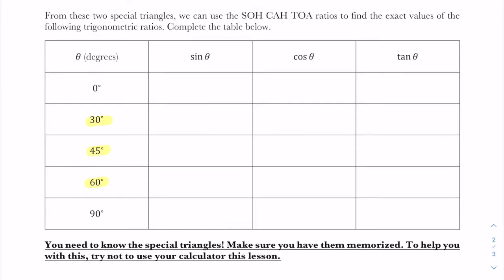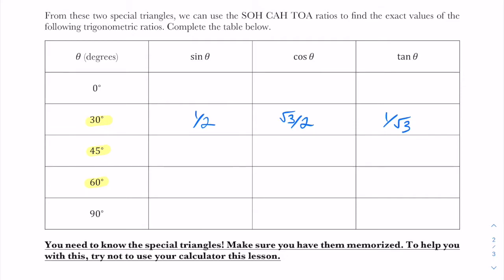Okay, here we go. From the special triangles on the previous page, we'll start with 30 degrees. Sine of 30 degrees is exactly 1/2. Cosine of 30 degrees is exactly the square root of 3 over 2. And tan of 30 degrees is exactly 1 divided by the square root of 3.